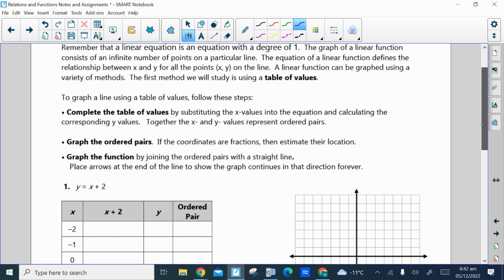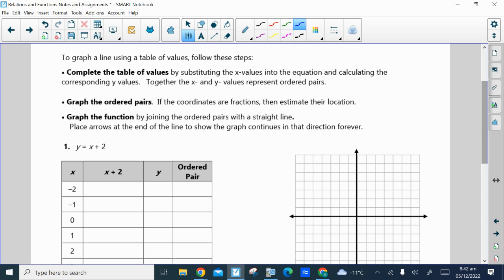So to graph a line using a table of values, follow these steps. Complete the table of values by substituting the x values into the equation and calculating the corresponding y values. Again, the answer you get for y depends on what you put in for x.